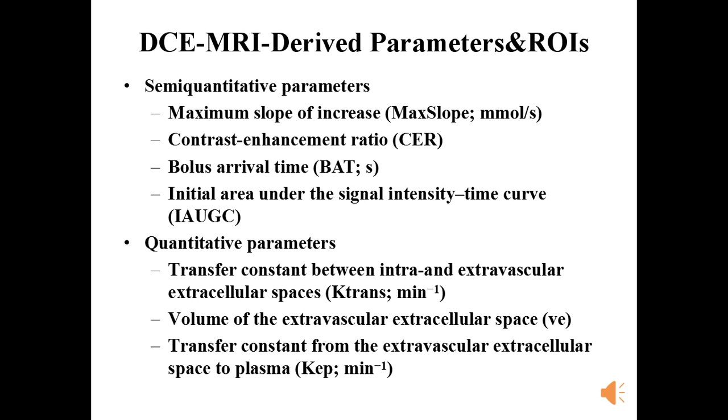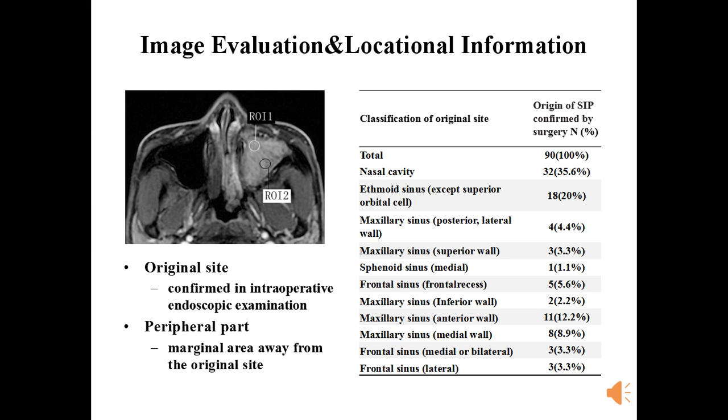Semi-quantitative parameters of DCE MRI were derived from signal intensity time curve images, including max slope, CER, BAT, and IAUGC. The quantitative parameters included K-trans, VE, and KEP. The specific location of original site was confirmed in intraoperative endoscopic examination, while the peripheral part was defined as the marginal area away from the original site of tumor.